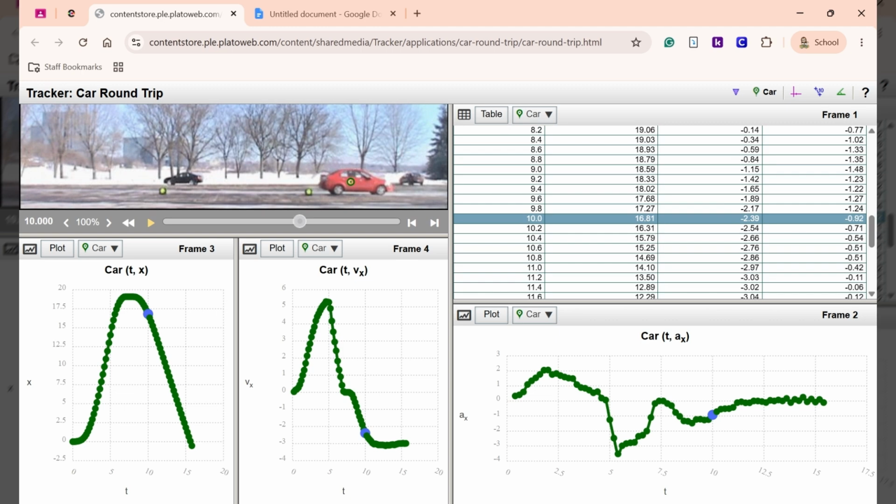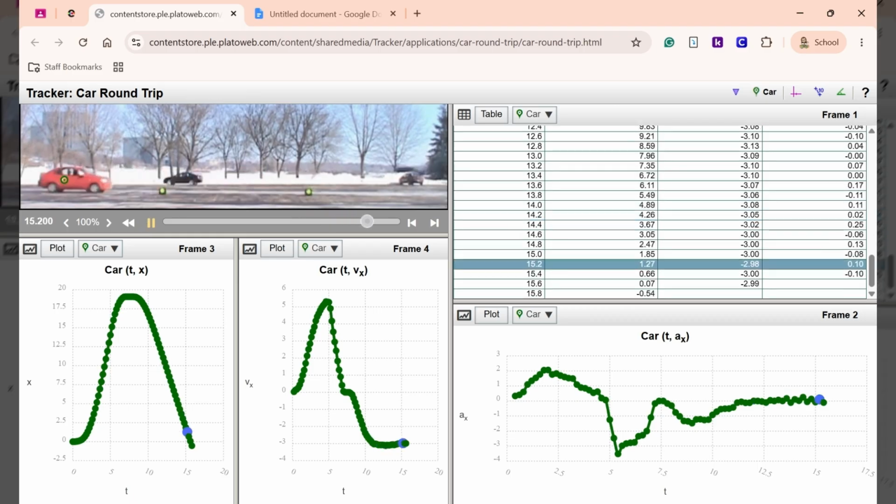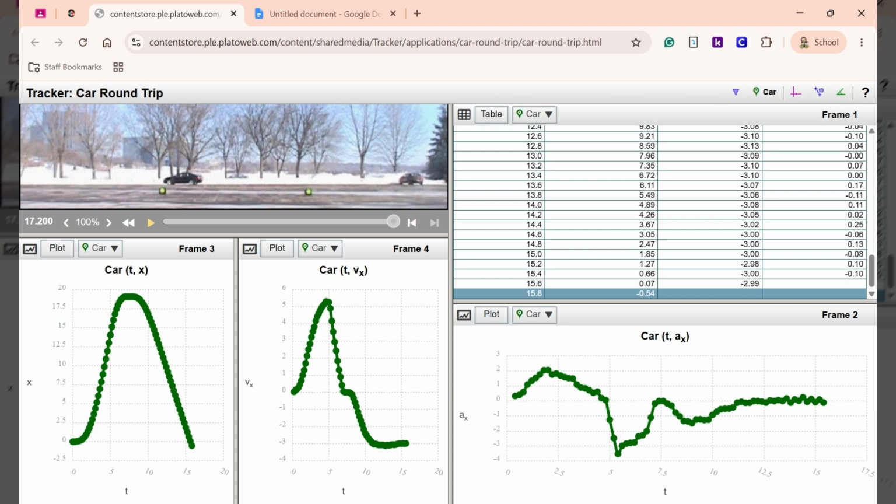Later, the acceleration moves back towards zero, and you can see that happen right here. That means the car's velocity is becoming more constant. So near the end, the acceleration stays close to zero as the car is moving at about a constant velocity. So the basic idea is positive acceleration increases the velocity. Negative acceleration decreases the velocity, and acceleration near zero means the velocity is staying about the same.